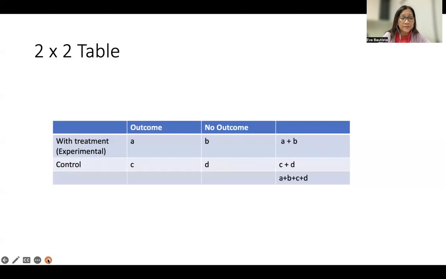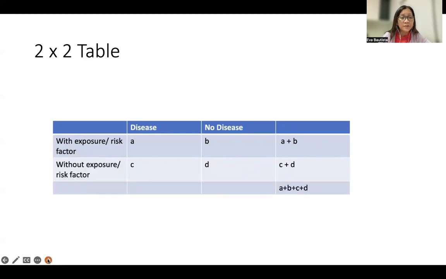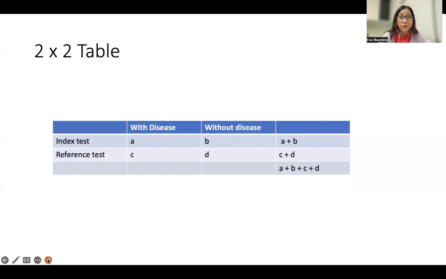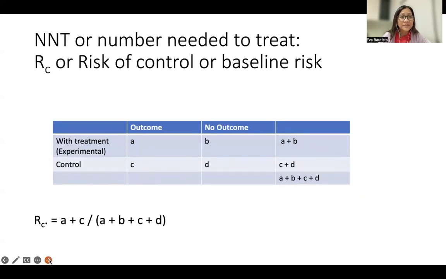Or for treatment, and this is usually for risk or prognosis. Or this one for diagnosis. Okay, the first column heading is the presence of the disease, and the first row heading is the index test. Okay, so you might be asked to compute for the number needed to treat if we're talking of therapy studies.